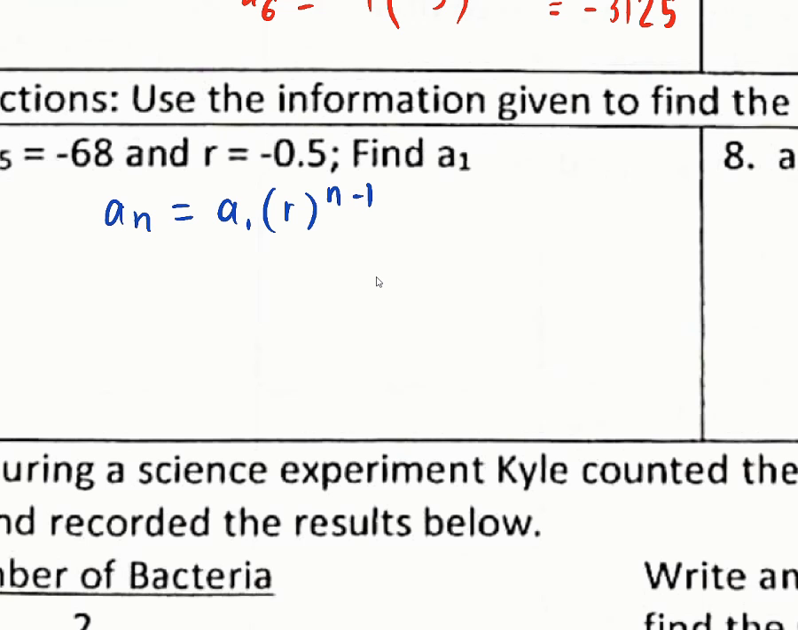And this time, what did they give me? They gave me r and they gave me a sub 5. Think about this. A sub n, a sub 5. What will I put in this place? The a sub 5's value, which is negative 68. I don't know a sub 1, but I do know that r is negative 0.5. Last thing you do know. Do you know what n is?